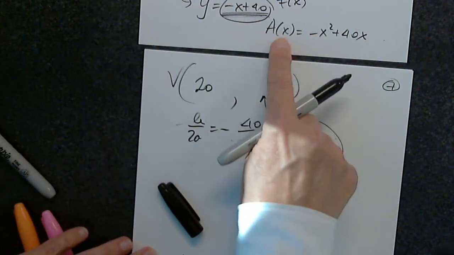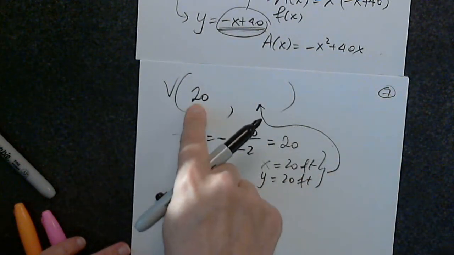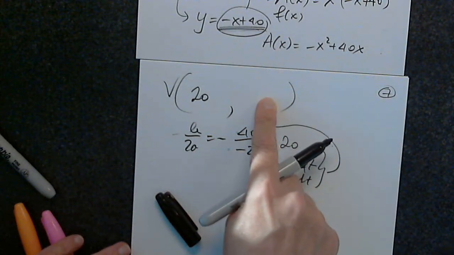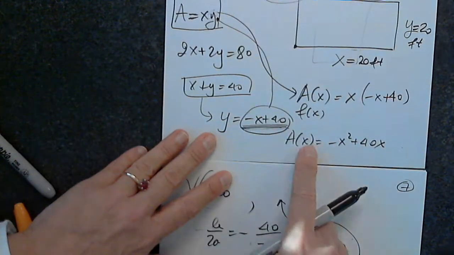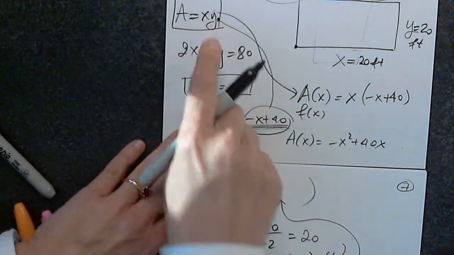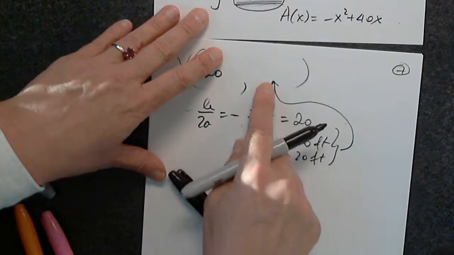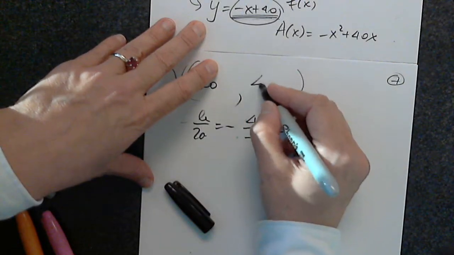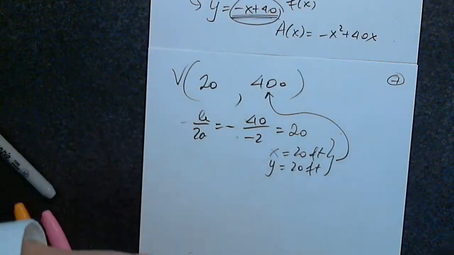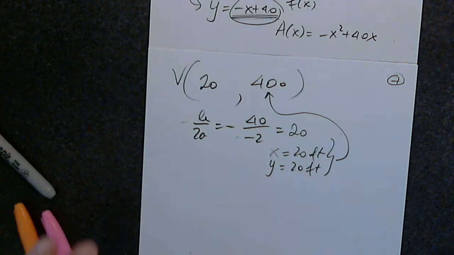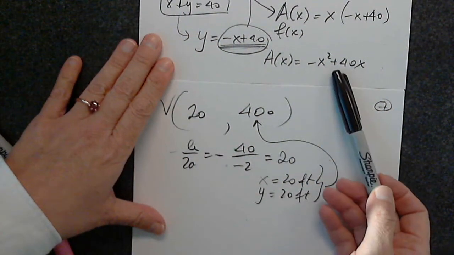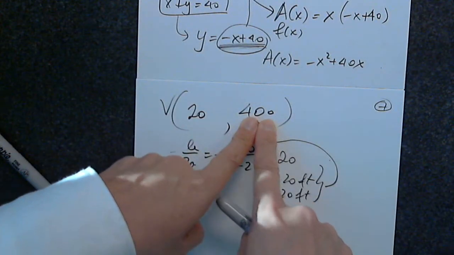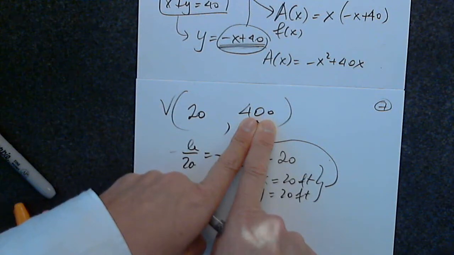This is the vertex, right? 20 for x, A of 20 in here. But I don't need to calculate it because I know how I determine this. It's x times y. And I have x and I have y. So what will the answer be? 400. Right? 20 times 20. X times y. If you go back here and you replace x by 20, what do you think you're going to get? Absolutely. You're going to get the same thing.